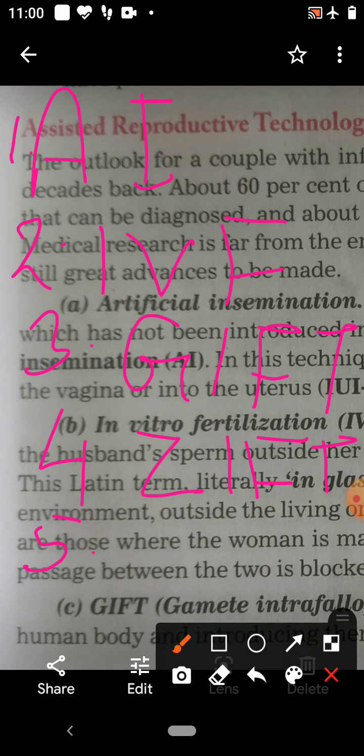Fifth technology is IUT. I stands for intra, U uterine, T transfer. Sixth one is the ICSI. I stands for intra, C cytoplasmic, S sperm, I injection. Intracytoplasmic sperm injection.